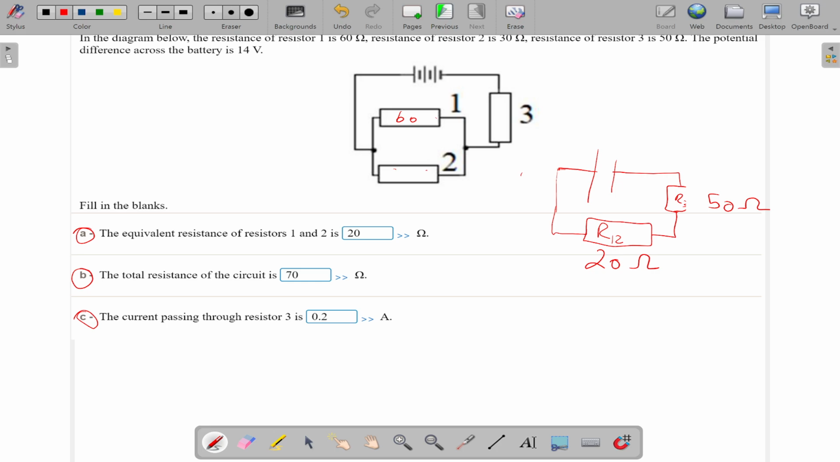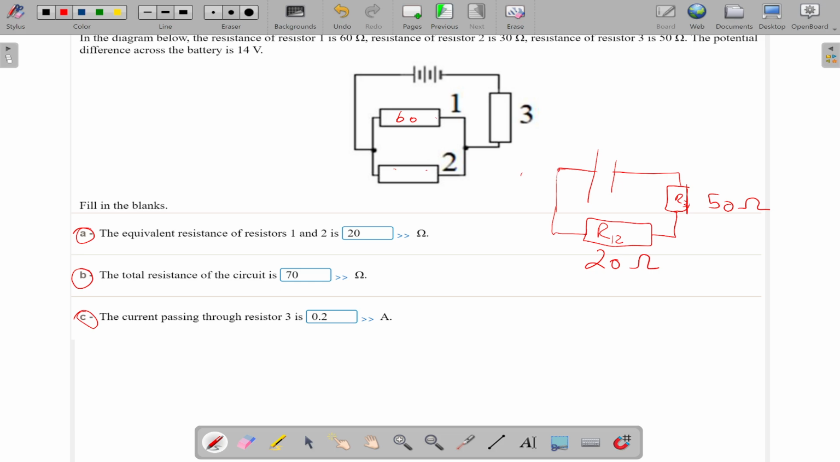Okay. Now, part C. The current passing through resistor 3. Now, you should know in a series circuit, the current is always the same. So it stays, yani after passing through R12, it's going to be the same as passing through R3. So what we're going to do, we're going to find the total current, sorry. This is current. My bad.